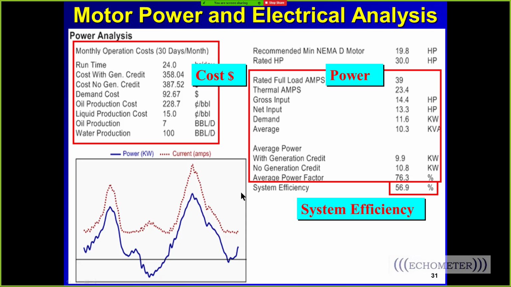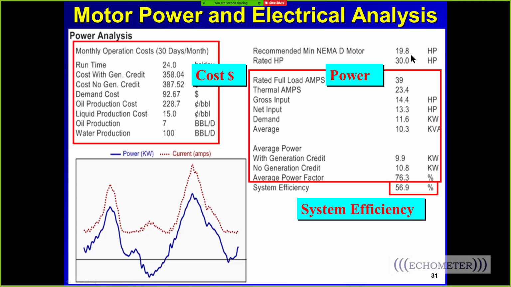Okay. Now, when you run TAM and you calculate the cost, here's our cost per barrel of oil, or cost per month, or the credit for the generation, or the demand charge. All these costs are based on the stroke you select to analyze. It tells us right here in TAM that for the conditions you're at right now, a 20 horsepower motor worked just fine.